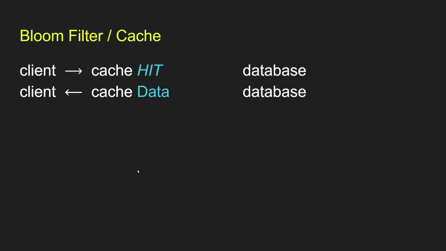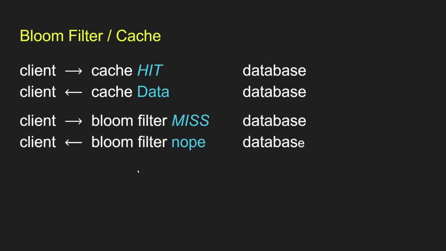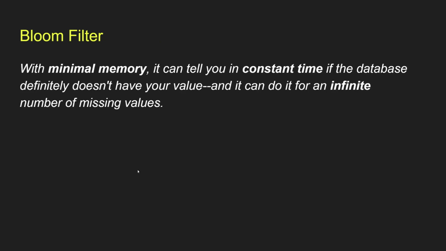So a cache gets its power on a hit. That's how it eliminates a round trip to the database. A Bloom filter gets its power from a miss, and that's how it eliminates its round trip to the database. Here's the value proposition. With minimal memory, a Bloom filter can tell you in constant time if the database definitely doesn't have your value, and it can do it for an infinite number of missing values.